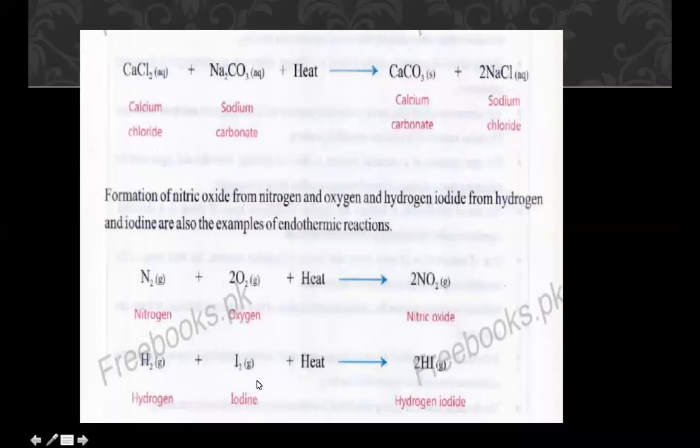Hydrogen gas will react with iodine gas, and heat will also be absorbed from the surroundings. Hence we are getting hydrogen iodide, which is also a gas.